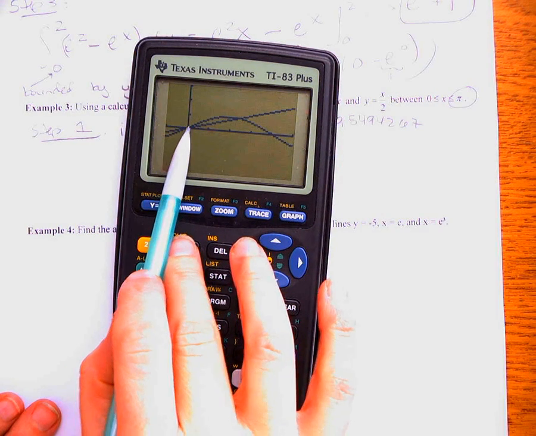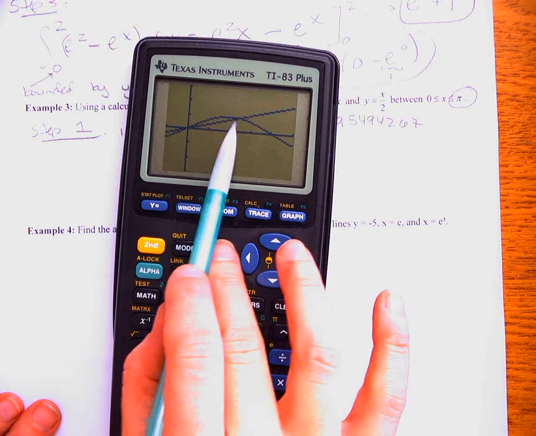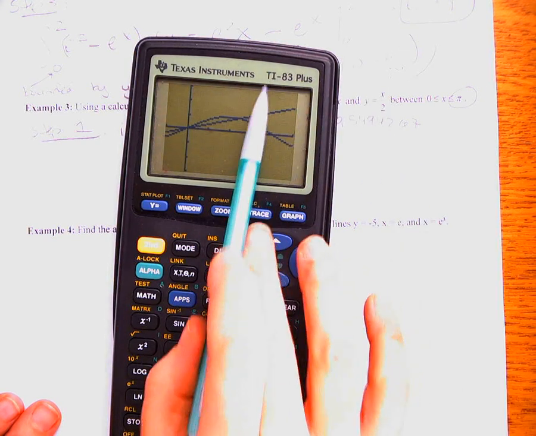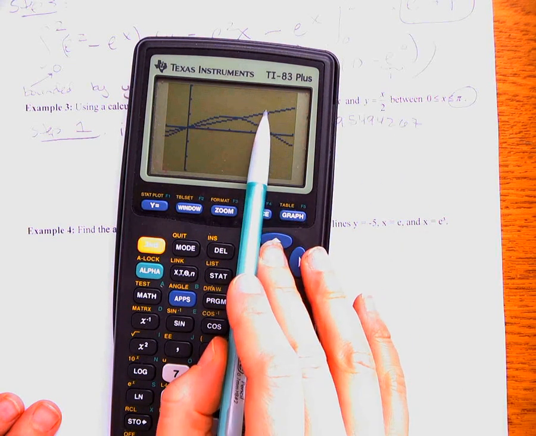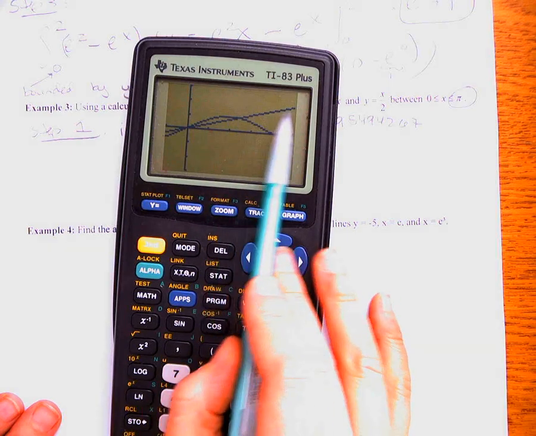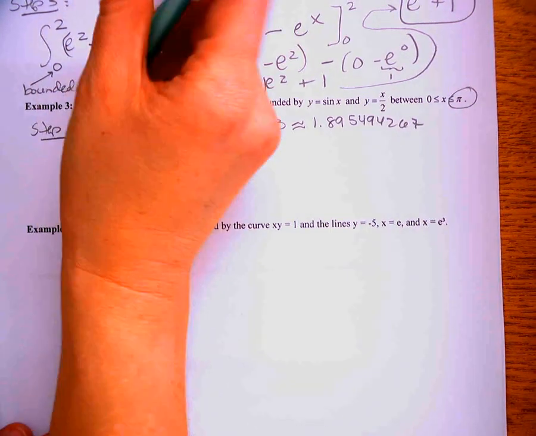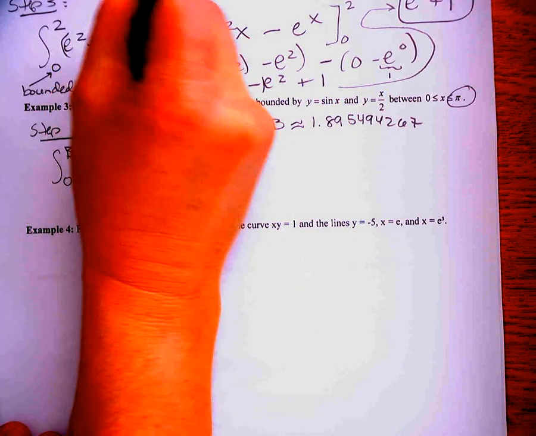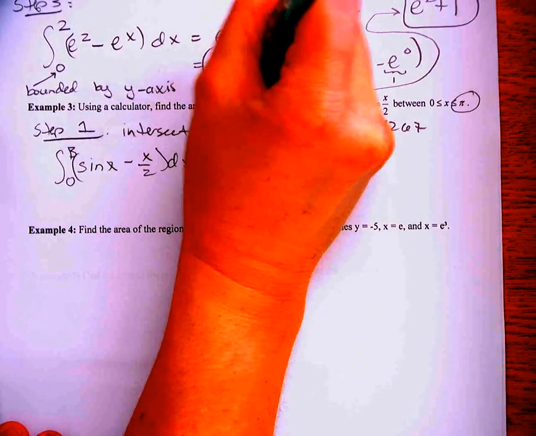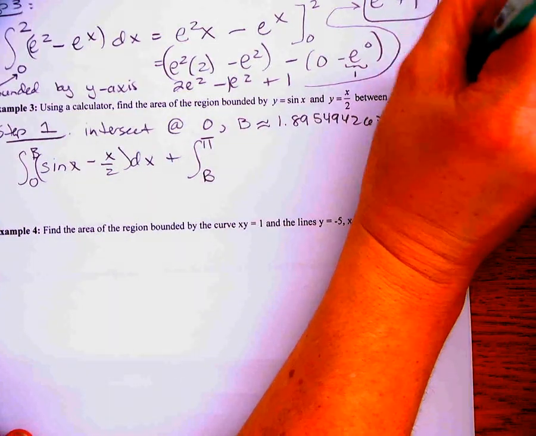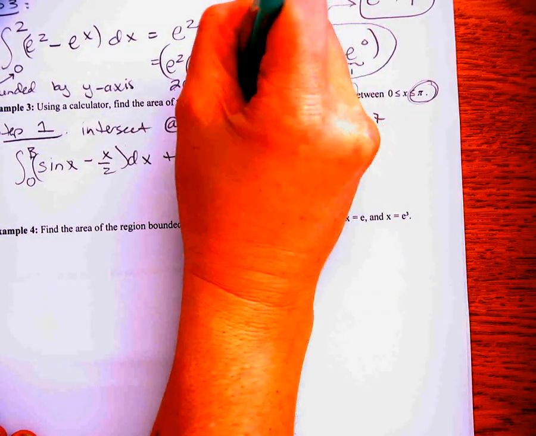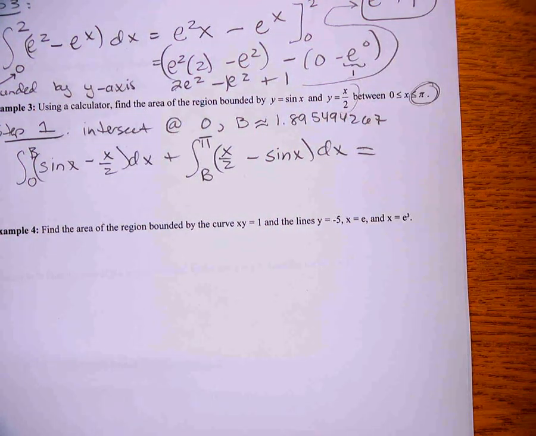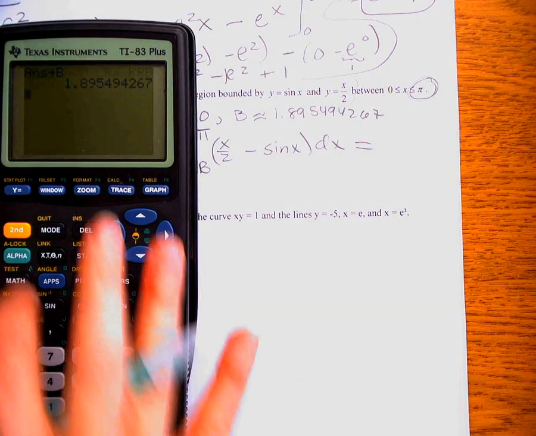So if you're looking at the graph, the sine x is higher between 0 and b, but the x over 2 is higher between b and pi. So imagine we cut it off like right there at pi. There'd be like kind of a triangular shape right there. And the x over 2 is higher there. So we're going to do the integral from 0 to b of sine x minus x over 2 dx, plus the integral from b to pi, because it told us to go all the way to pi. And on that interval, x over 2 is higher. And we're going to do this all on the calc. So let's go ahead and do that now. So I'm going to do math, FNINT.